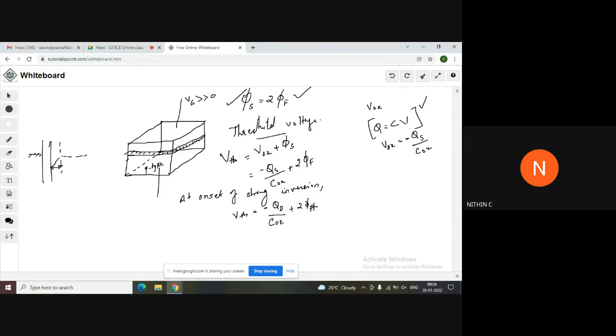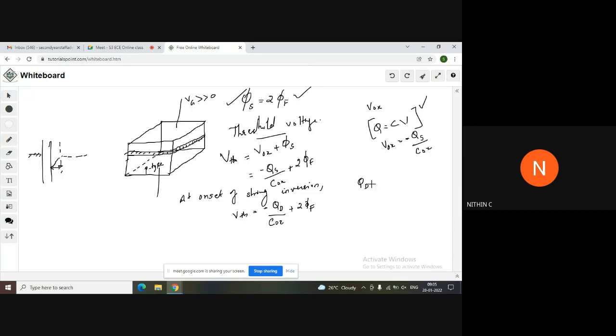Minus QD by COX plus 2 phi F. Now I need to find the expression for QD. That's the next thing. QD, that is the charge in the depletion region. That is what we need to find.